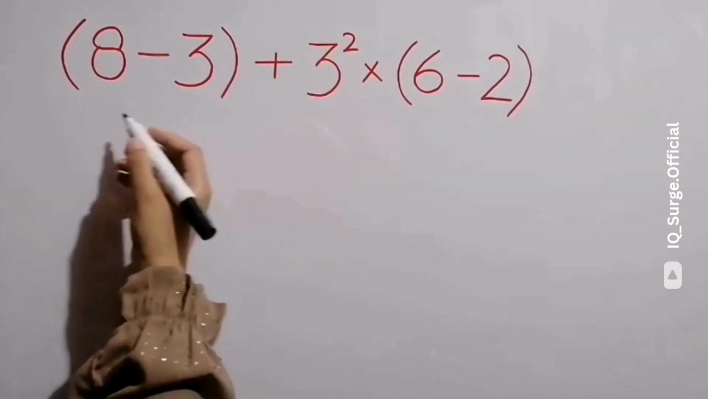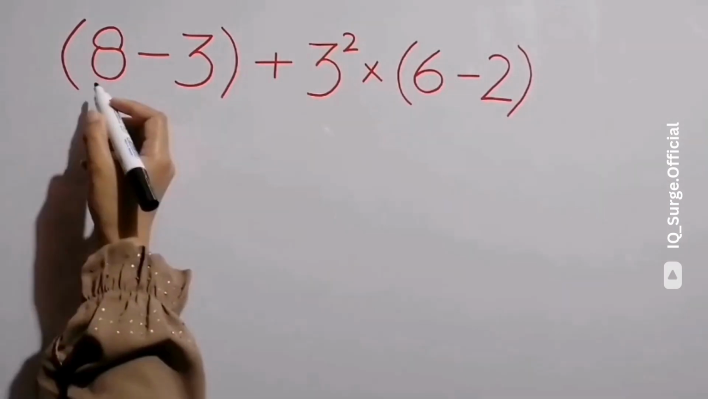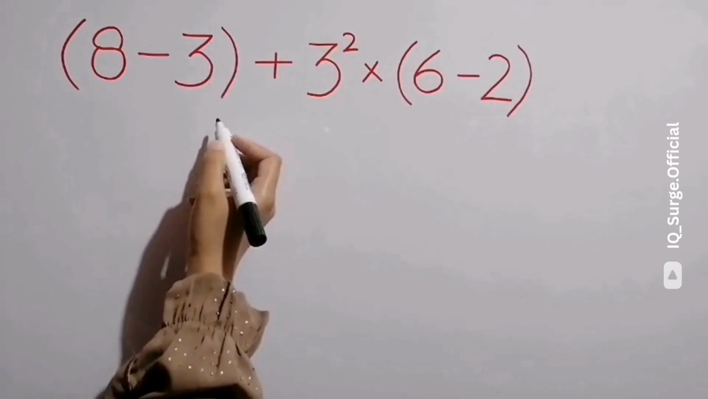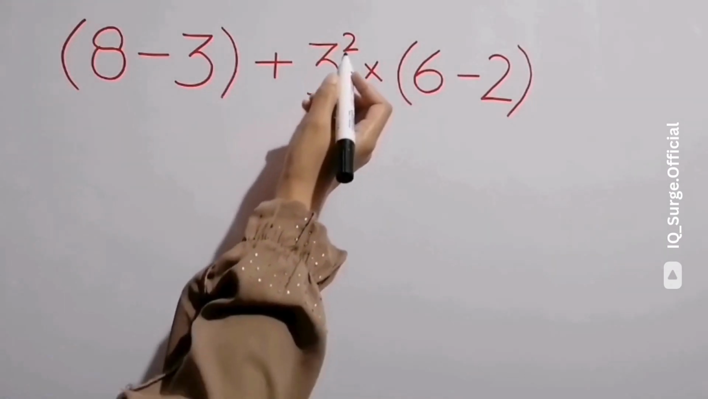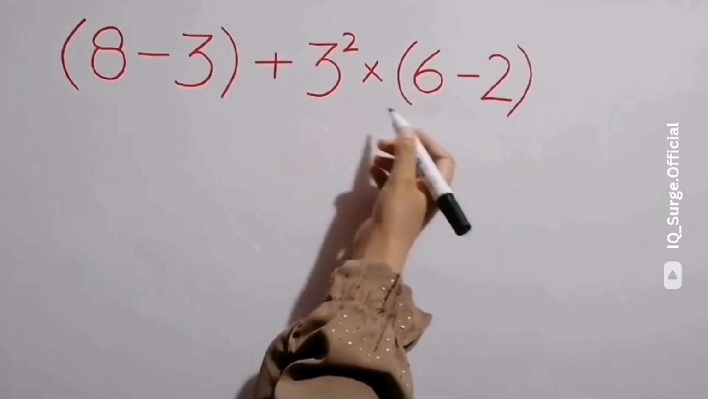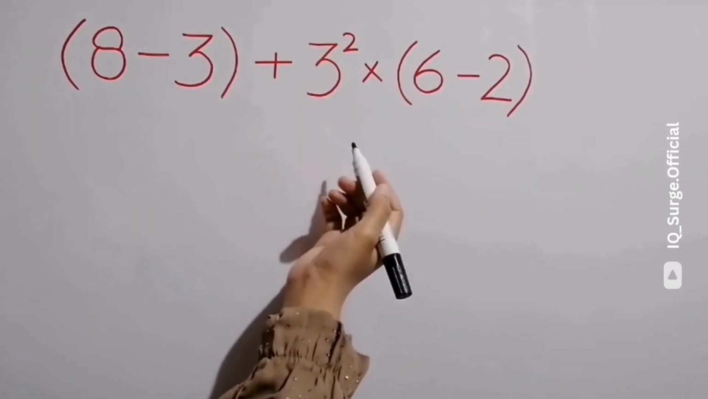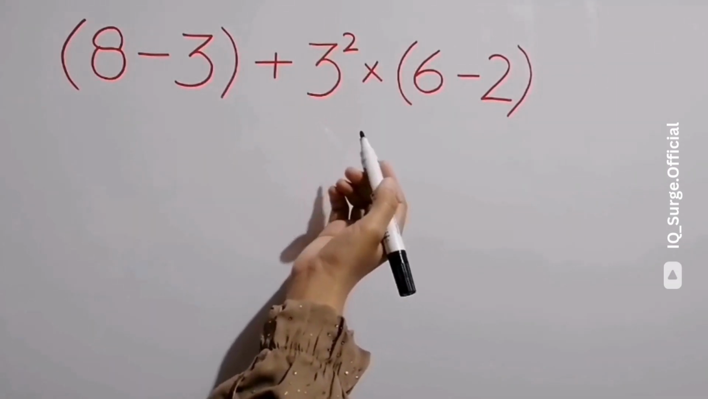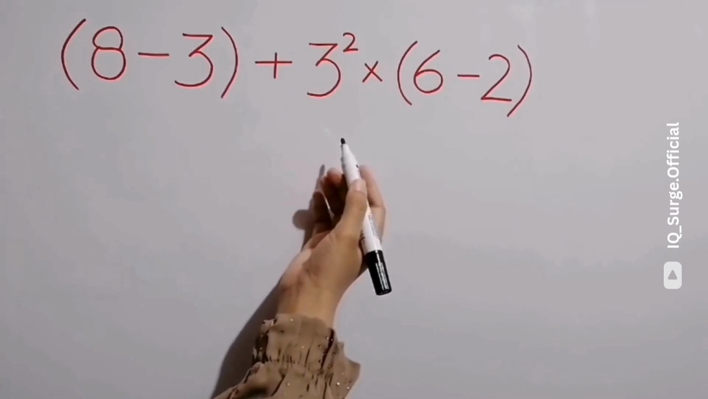What is the value of the expression (8 minus 3) plus 3 to the power of 2, multiplied by (6 minus 2)? This expression looks very simple, but only 5% of people can find the correct answer. Let's break it down and solve it together.